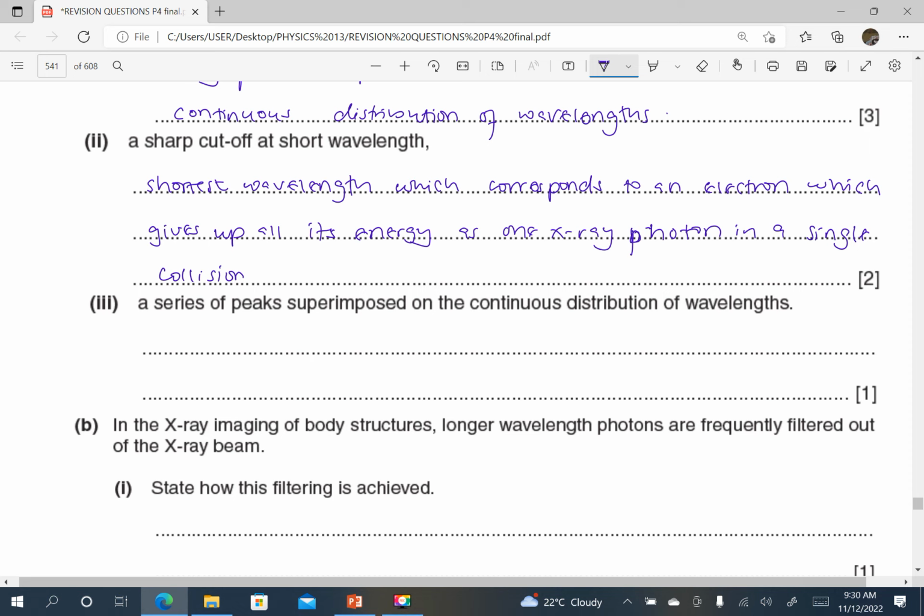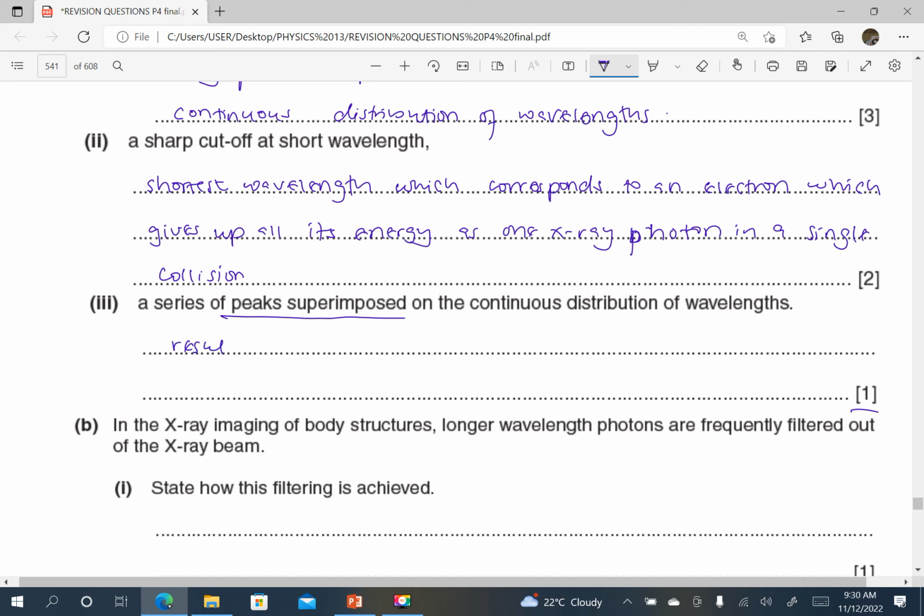Then we have a series of peaks superimposed on the continuous distribution. Remember, those ones are as a result of electron de-excitation. Electrons from the cathode penetrate deeper into the target and knock out other electrons into higher energy levels. The atoms are said to be excited. On de-excitation, these electrons re-emit the energy in form of X-ray photons. So in other words, since they have given us only one mark, this one results from the excitation of orbital electrons in the atoms of the metal target.